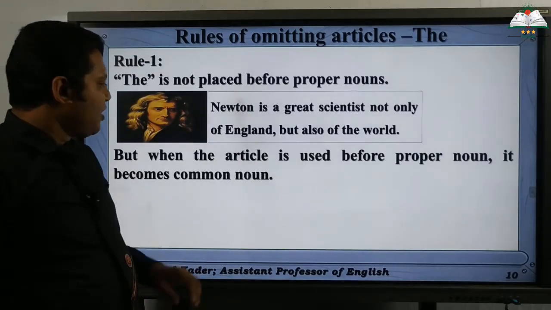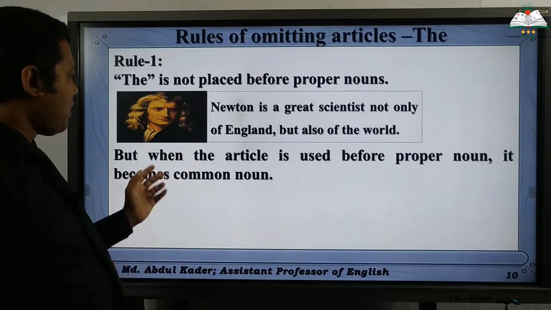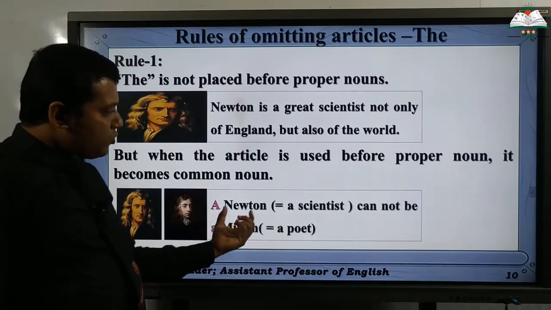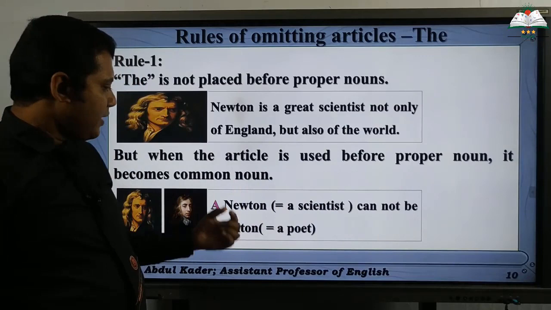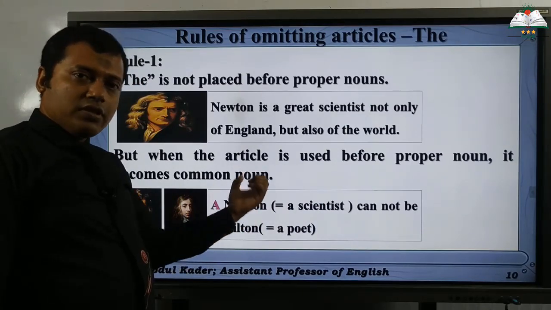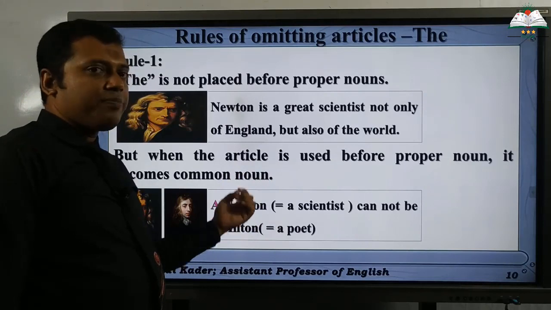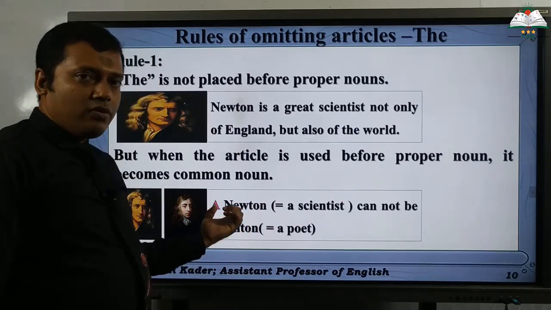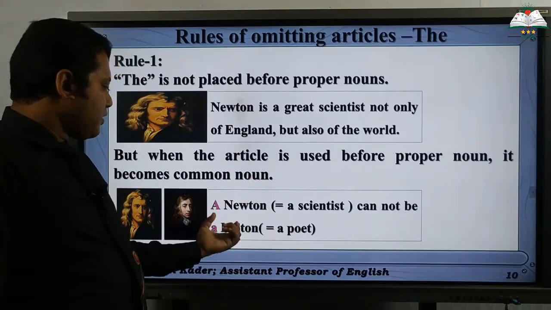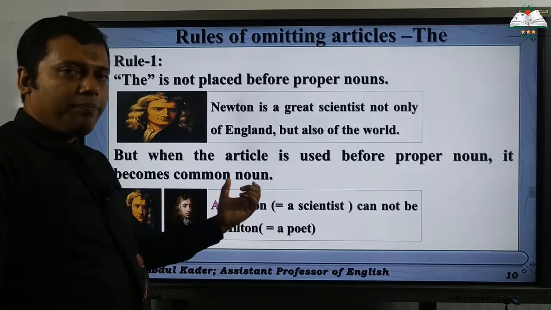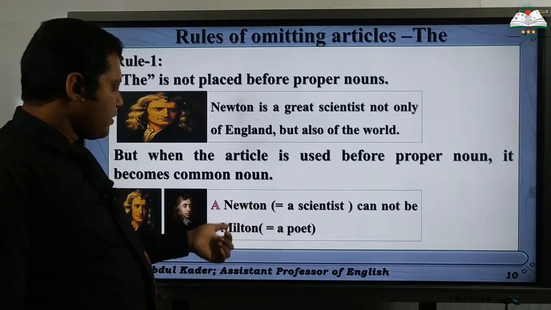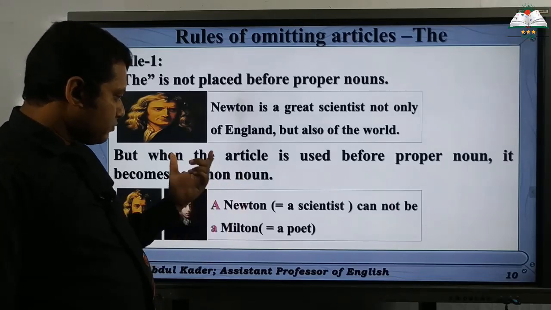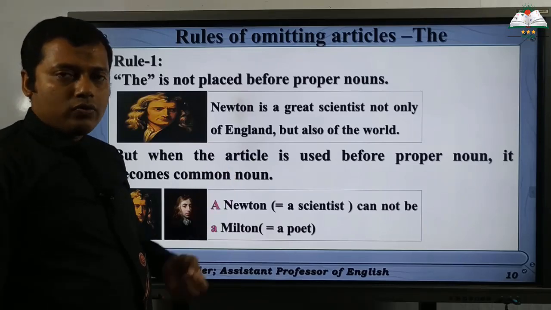But please remember, when an article is used before a proper noun, it becomes a common noun. Look at the example. A Newton cannot be a Milton. A Newton means, who was Newton? Newton was a scientist. So whenever you say a Newton, that means you are indicating a scientist. And Milton, you know, Milton was a great poet. And whenever you say a Milton, that means a poet. If you use an article here, it will indicate a common noun.